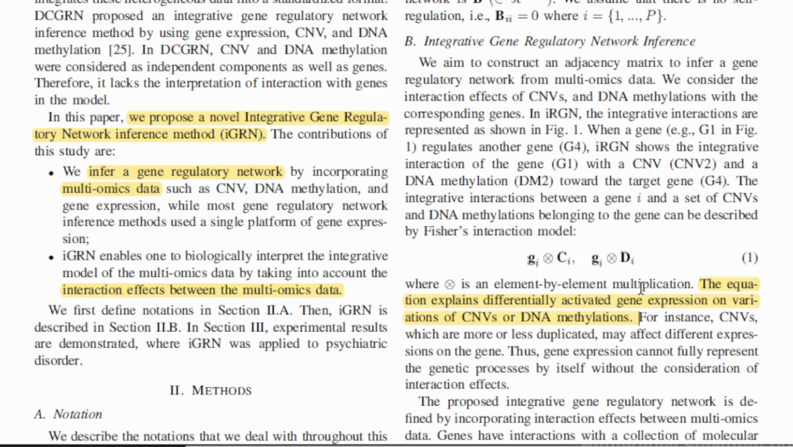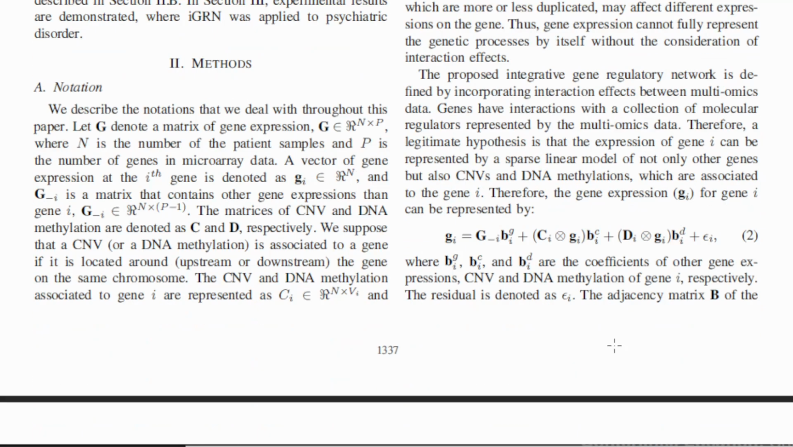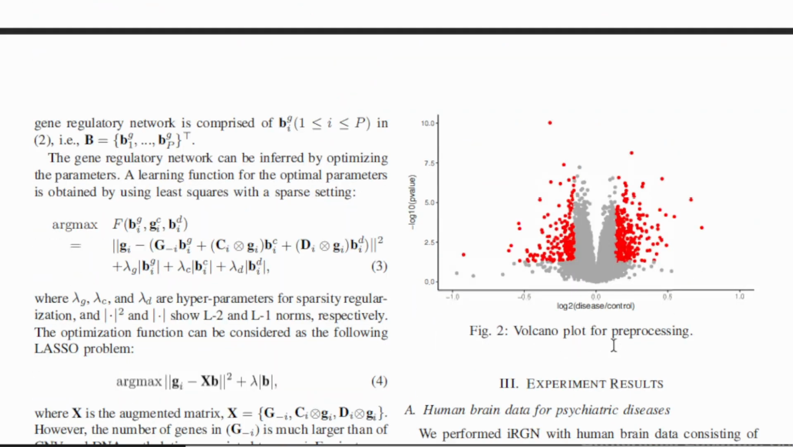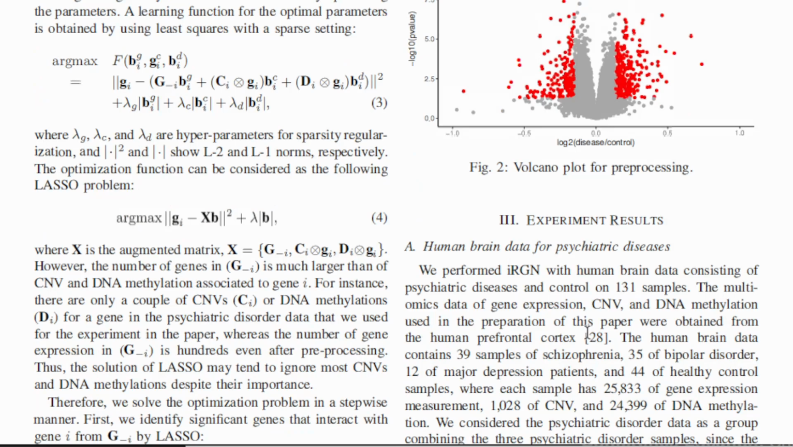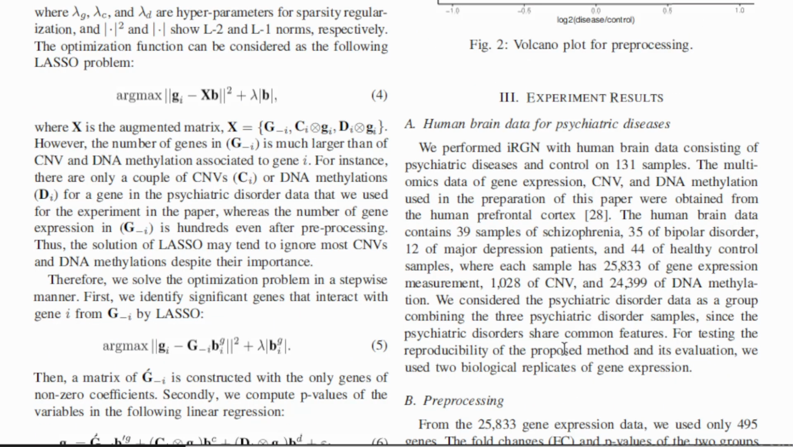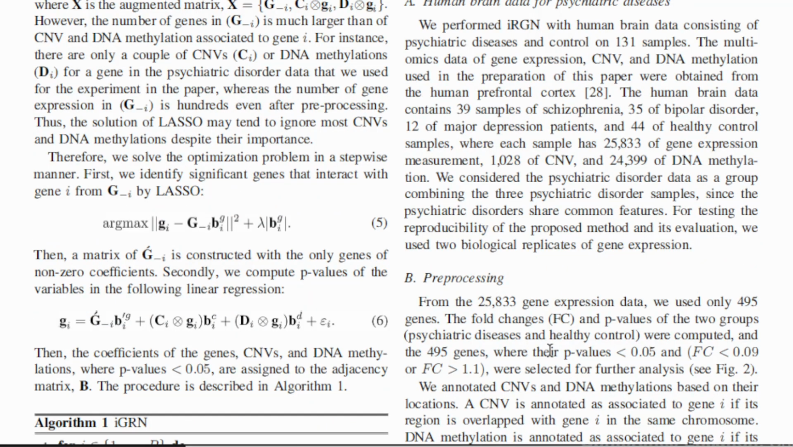A learning function for the optimal parameters is obtained by using least squares with a sparse setting, where the coefficients for G, C, and D are hyperparameters for sparsity regularization, and the L2 and L1 norms are shown, respectively.